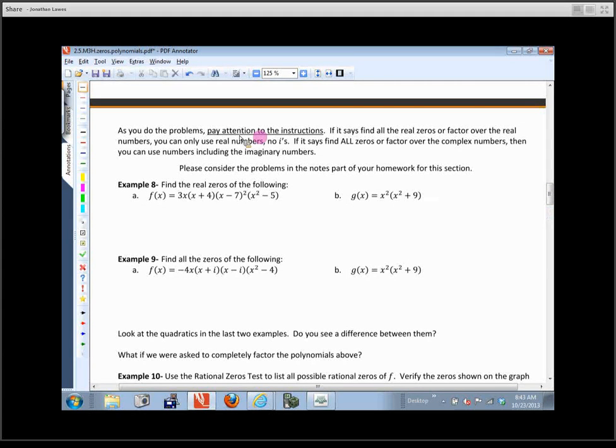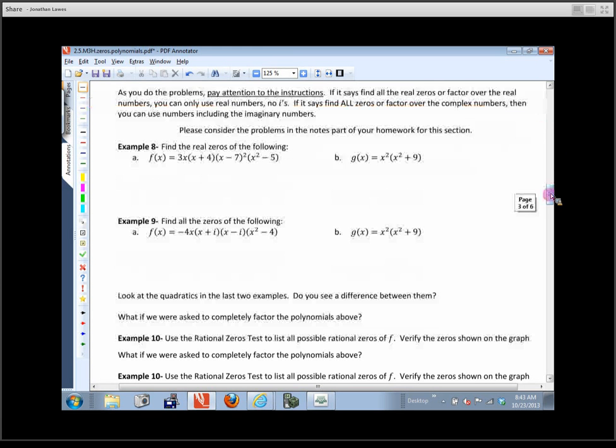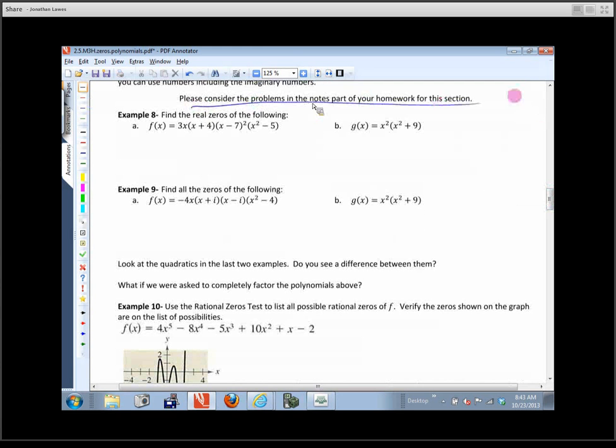Make sure you pay attention to the instructions. There are problems that say find only the real answers. That's kind of good because then we don't have to worry about anything with an i in it. If it says find all the answers or find the complex answers, then you've got to find all of them, including the ones with i's in them. All right. So, like I said a second ago, you can consider these part of your homework for the section, because if you look at the homework, I think you only assigned maybe 10 problems or so, maybe a dozen. It says find all the real zeros of the following.